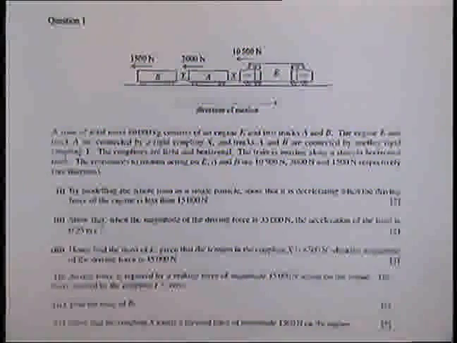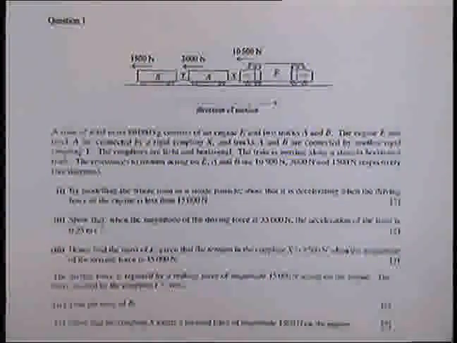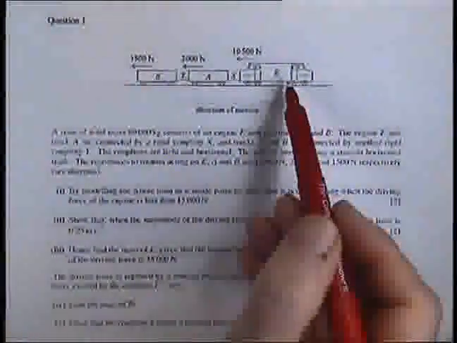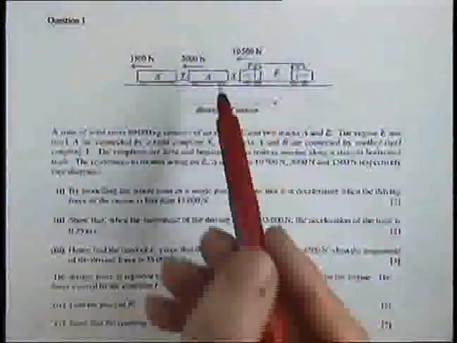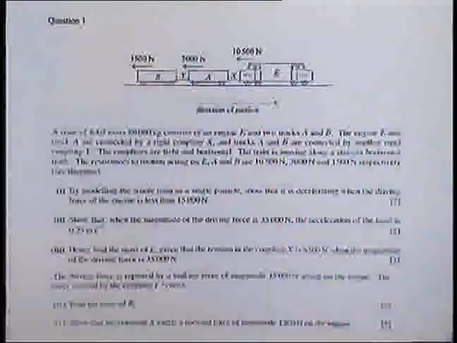This is the video for the Newton's third law test that you have just recently done. You should have a copy of the paper, but if you don't, here's question 1. We've got a train with a total mass of 80,000 kilograms, and it consists of an engine, labelled as E, and 2 trucks, A and B. And we're not given the masses of the engine or the carriages.